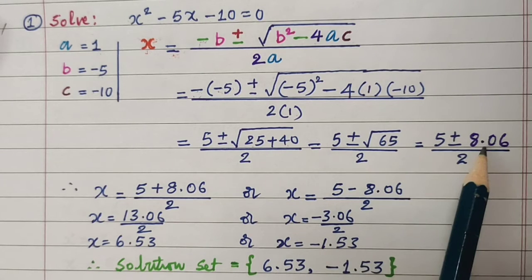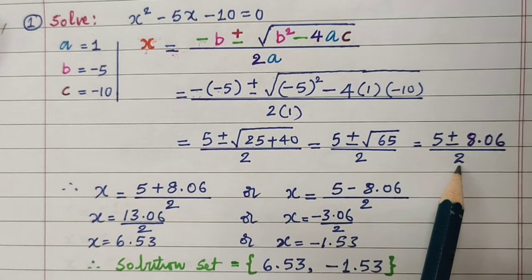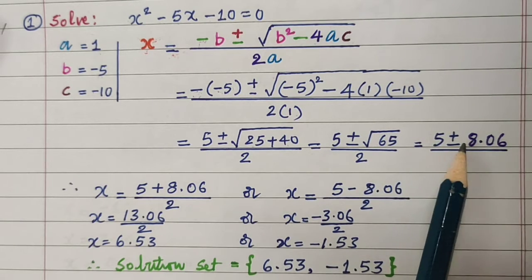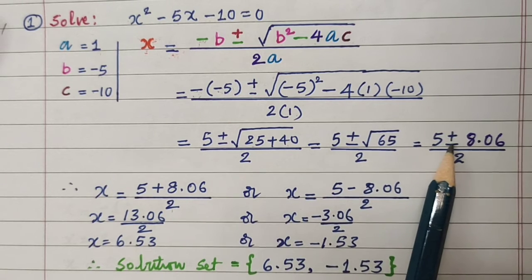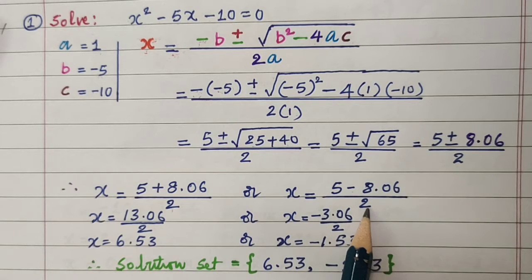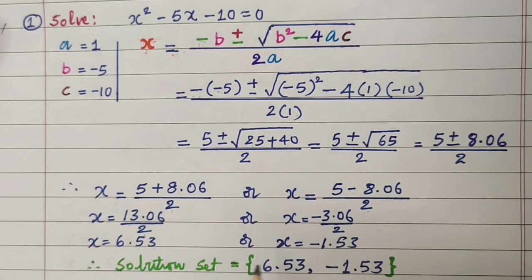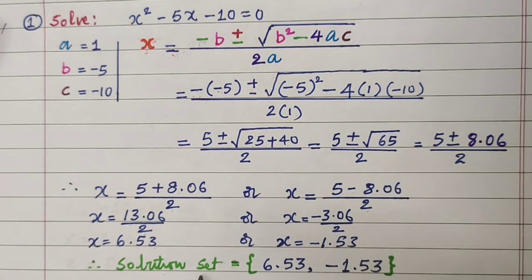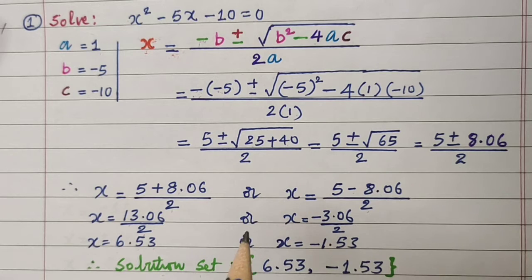Square root of 65 is 8.06. x is equal to 5 plus or minus 8.06 divided by 2. So x is equal to 5 plus 8.06 by 2, taking plus and minus ones, or x is equal to 5 minus 8.06 divided by 2. x is equal to 13.06 divided by 2, that's equal to x equal to 6.53, or x is equal to minus 1.53. Therefore the solution set is 6.53, minus 1.53.